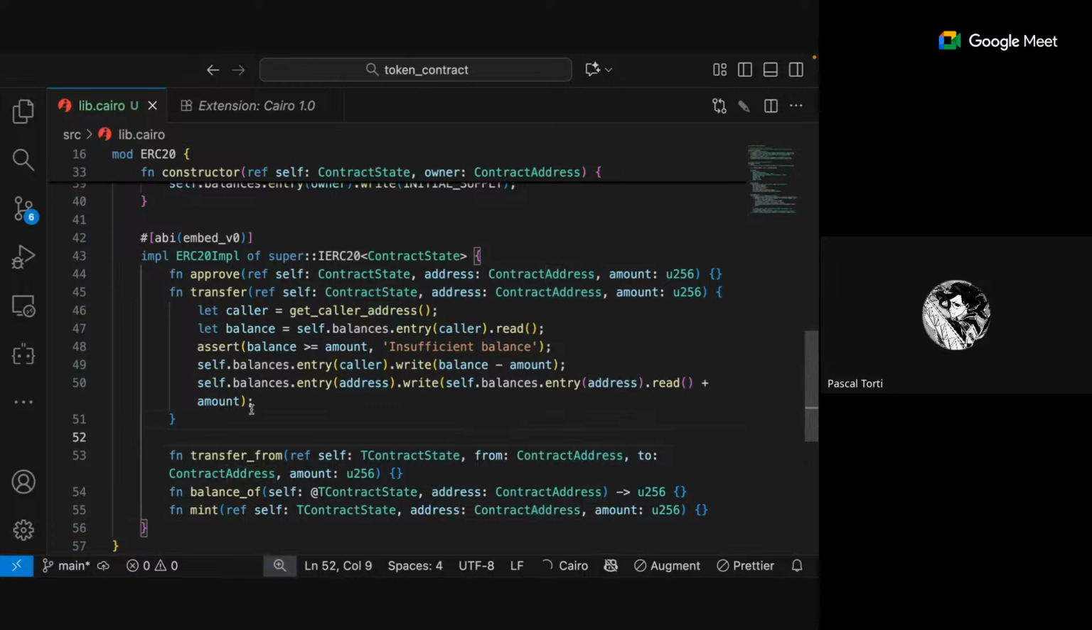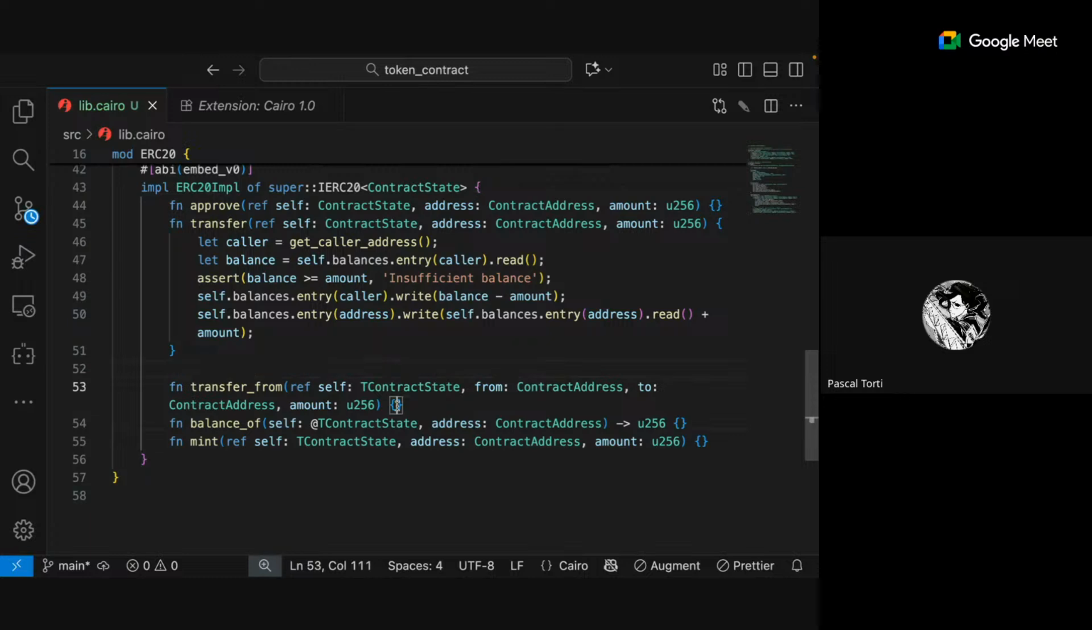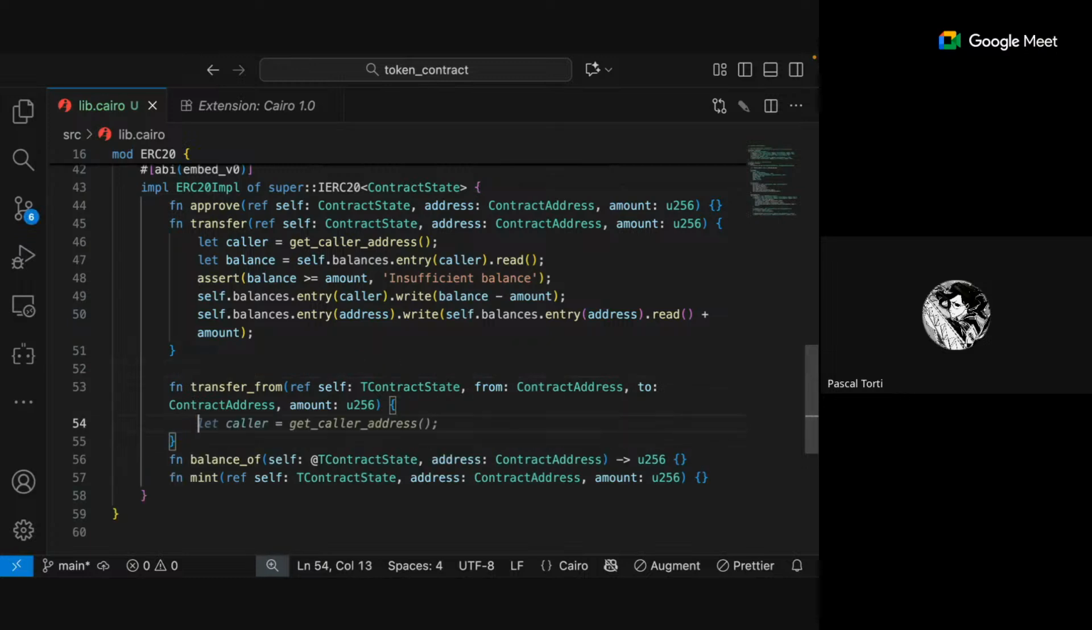Now let's talk about transfer from. You might be wondering what the difference is between transfer and transfer from. Transfer is a direct call from the caller. Now the caller wants to transfer from his own account to another person's account. With transfer from, the caller wants to transfer not from his own account, but on behalf of this person to this guy here.